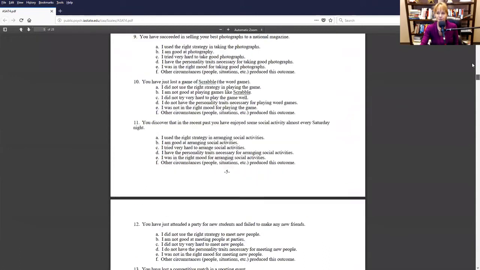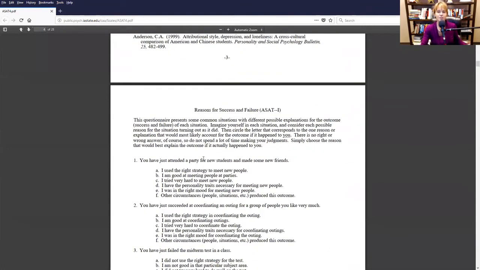Reasons for failure. You've just attended a party for a new student and have made some new friends. Then they ask you to choose the reason that would best explain the outcome if it actually happened to you. So how did you make some new friends? You used the right strategy. You're good at meeting new people. You tried very hard. I have the personality traits necessary. I was in the right mood. Or it happened, it had nothing to do with me. So that's one of those where the locus of control is very external on the last one, where they said something else produced that outcome. I have no idea because it had nothing to do with me.